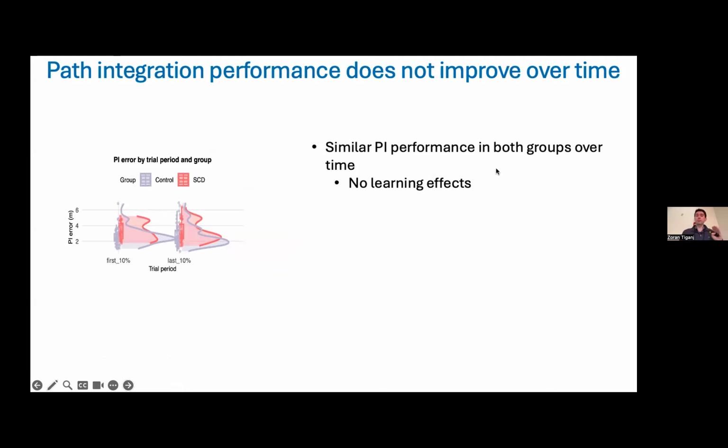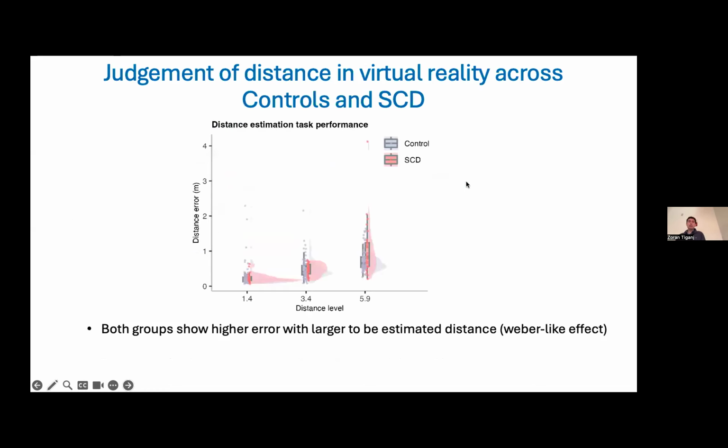Similar path integration performance in both groups over time, so there was no learning effect over the experiment. And judgment of distance did change with the magnitude. So as the magnitude was larger, so was the error. Basically, it's like a Weber-like effect, but it was also similar for both groups, SCD and controls. A number of these analyses that I just showed and a number of others that I did not include here were done by Vlada, who did an amazing job here.